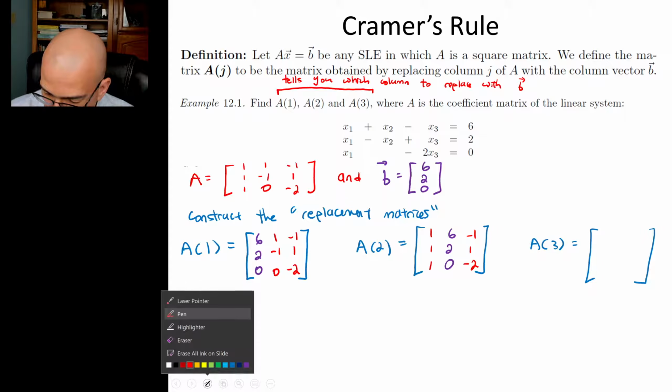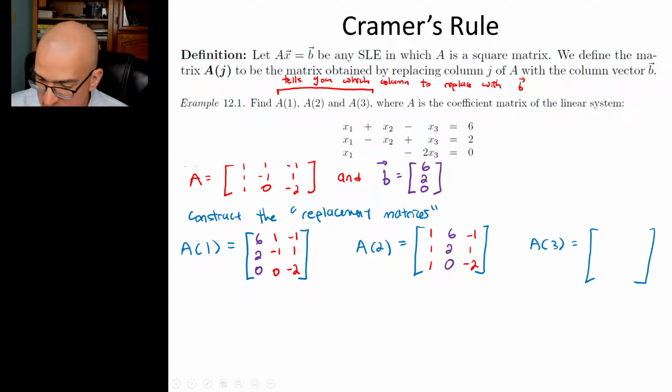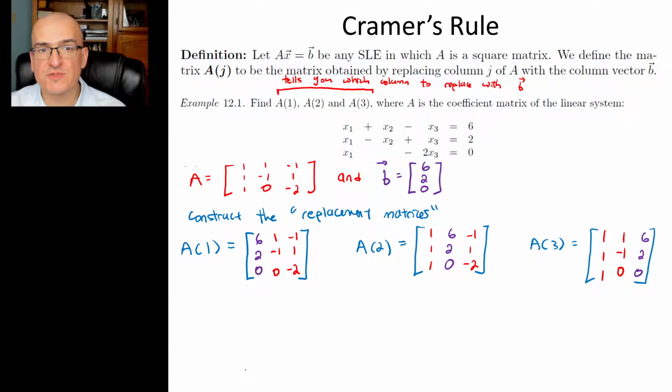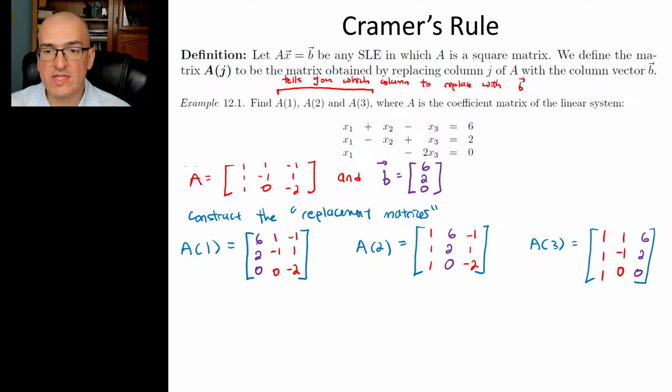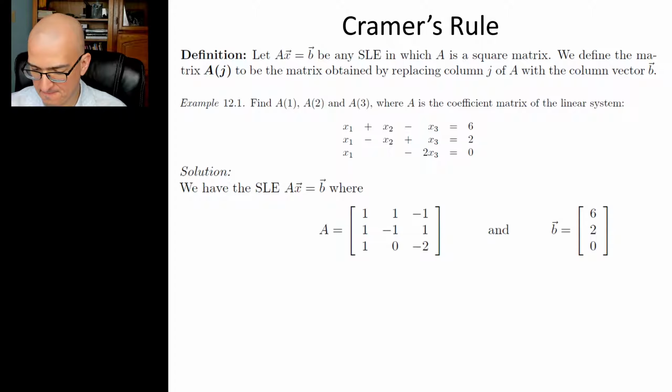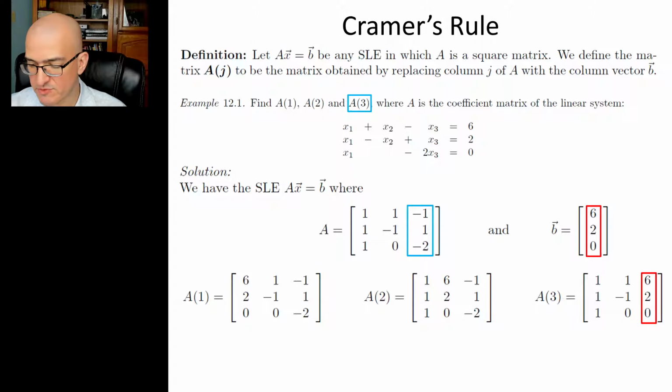Okay, and then the last one, the first two columns stay the same. So 1, 1, 1, 1, negative 1, 0. And then the last column gets replaced by the right-hand side, 6, 2, 0. Okay, and that's just creating these three new replacement matrices. That's all that we were asked to do. So we're building these so-called replacement matrices in order to use this new Cramer's rule, which I haven't defined yet. This just goes visually through, again, the same idea: what are you replacing each column with?